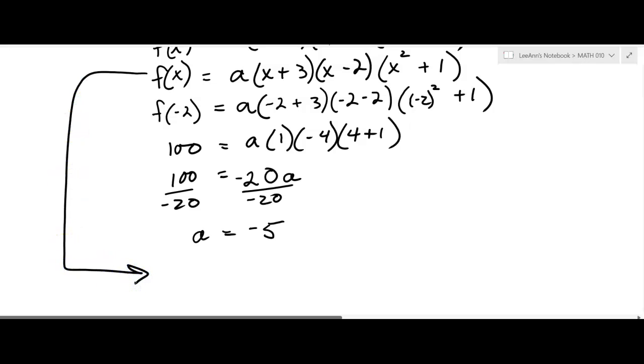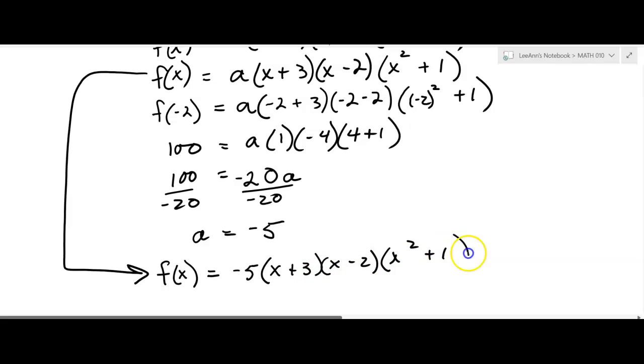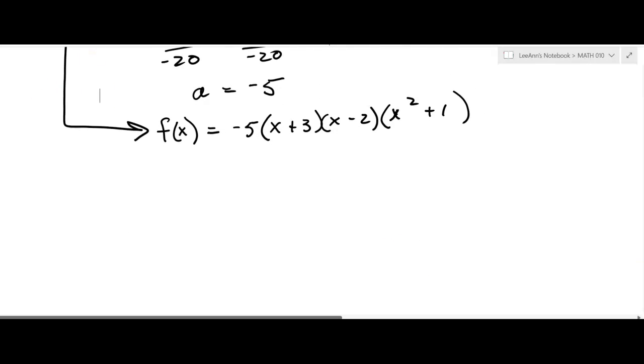Now I want to take this polynomial and find the whole polynomial in terms of x. So f of x equals a, which is -5, times x plus 3 times x minus 2 times x squared plus 1. Now, how you multiply that out is kind of up to you. I'm going to go ahead and multiply these two binomials first. I'm going to get x squared plus x minus 6. If you multiply that out with FOIL and simplify it, that's what you'll get.